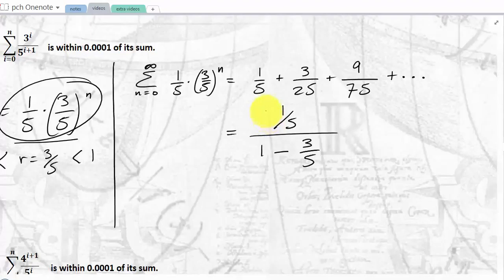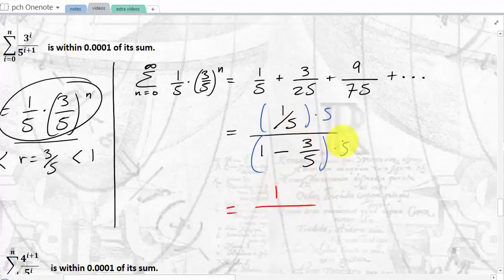Hey, don't make this problem too difficult. Multiply both sides by 5 right here. Okay, we've done that before. And therefore the sum is, what do you have at the top? You have 1 over, and at the bottom what do you have? 5 minus 3. 5 minus 3 is 2. So the sum is 1/2.